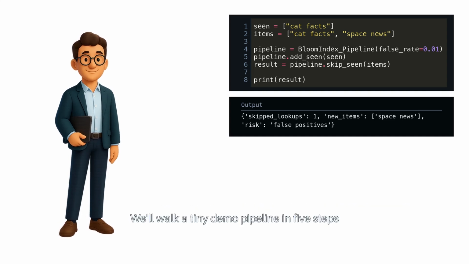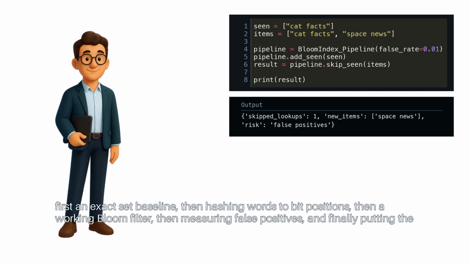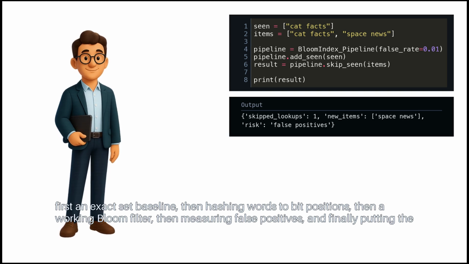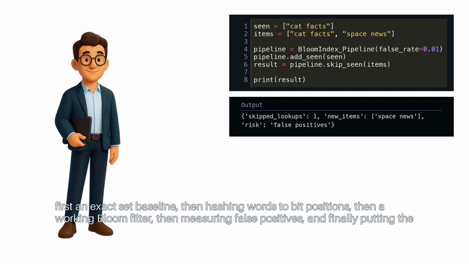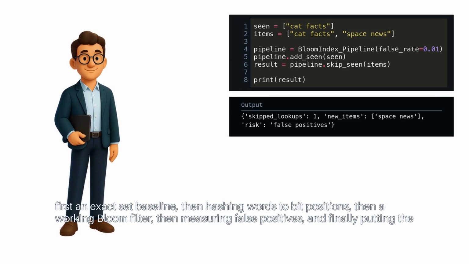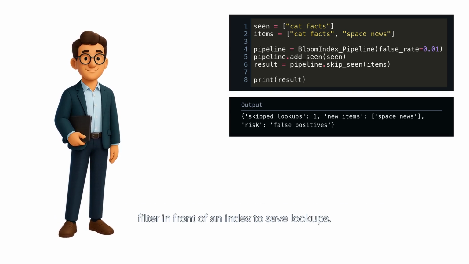We'll walk a tiny demo pipeline in 5 steps. First, an exact set baseline. Then, hashing words to bit positions. Then, a working Bloom filter. Then, measuring false positives. And finally, putting the filter in front of an index to save lookups.